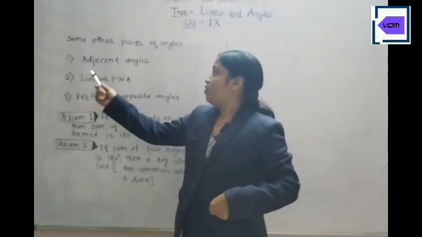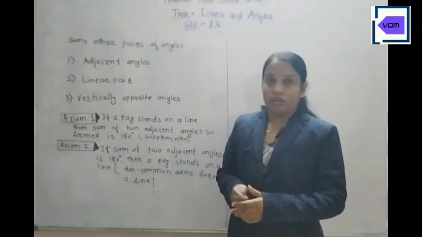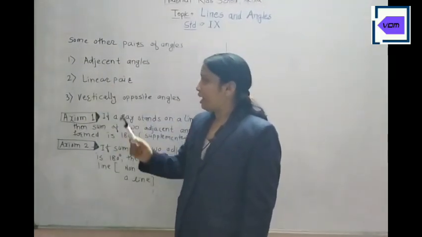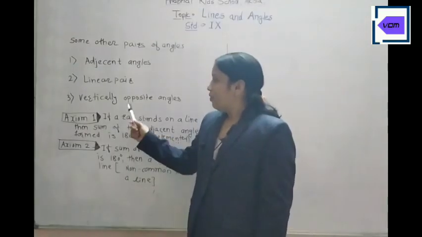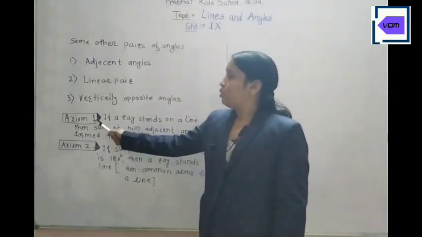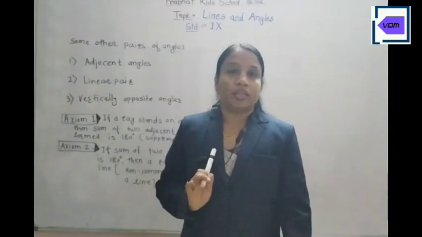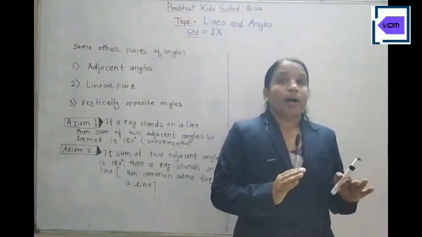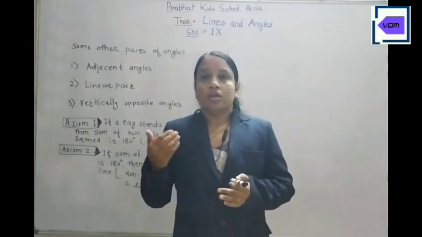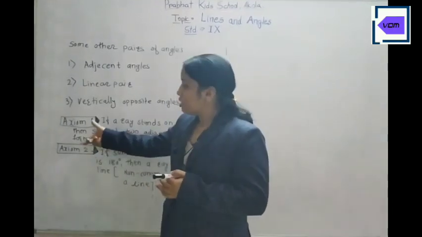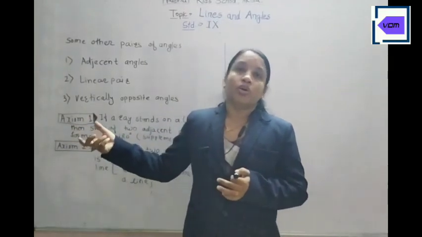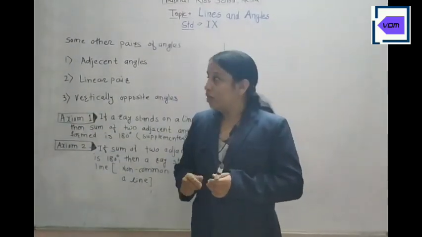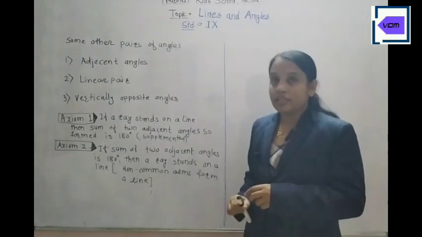Now in this lecture we are going to discuss some other pairs of angles. First we come across the adjacent angles, then linear pair, vertically opposite angle and two axioms. What are axioms? Axioms are universal truths which are proved by observation only in geometry, and by considering these universal truths we are going to prove some theorems in lines and angles. So let us start with the adjacent angle.